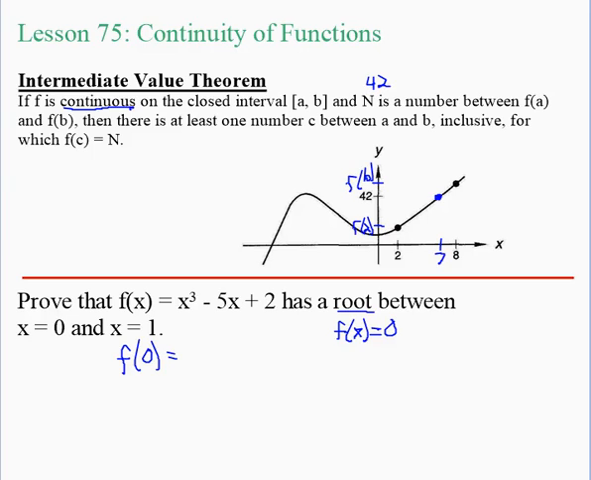So let's plug 0 in. We have 0 minus 0 plus 2, so f of 0 is 2. And f of 1, we get 1 cubed minus 5 times 1 plus 2. And so that's 1 plus 2 is 3 minus 5 is negative 2. And so we just showed that f of 1 is negative 2 and f of 0 is 2. So somewhere between 0 and 1, this graph has to cross through the x-axis, so there has to be a root somewhere in between there.